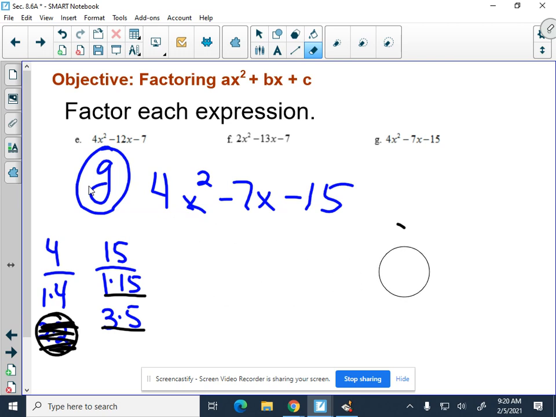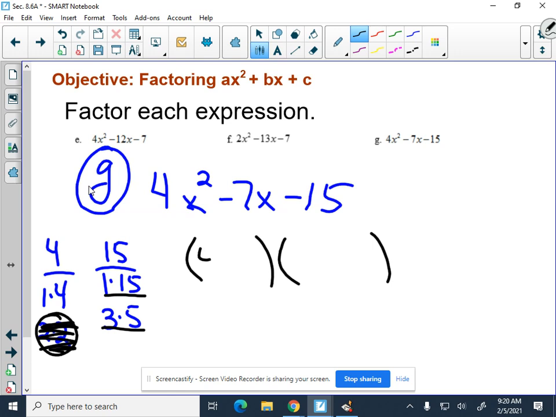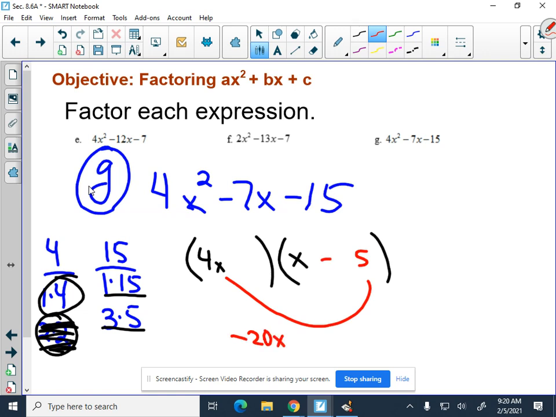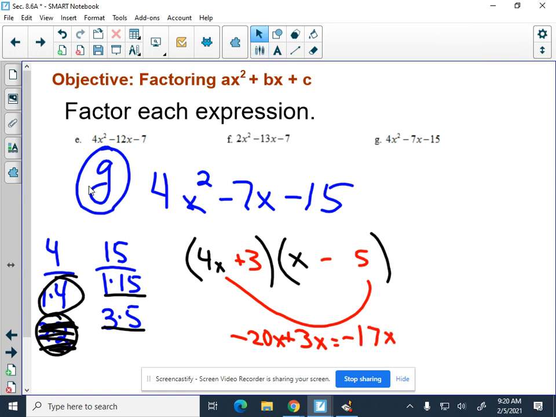So now again, it's called guess and check, which is why you might want to be writing with pencil. So I'm going to now try the 1 and the 4. If I put the 5 here, that's 20x. I'm going to make it negative because that's a big number. Probably going to be the bigger one. And then a 3 here. Well, still not quite right. That's negative 17x.